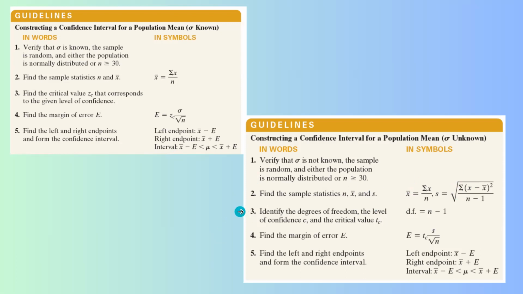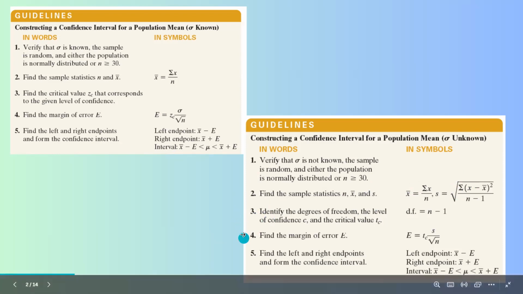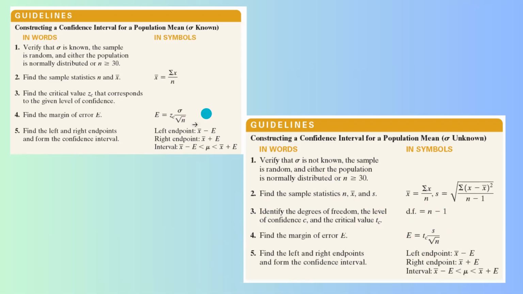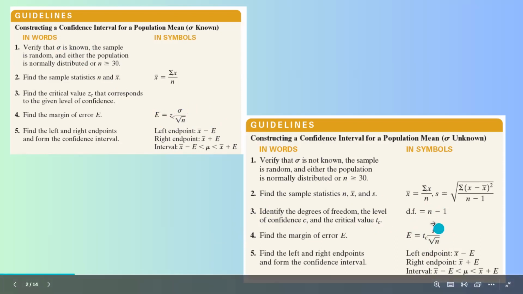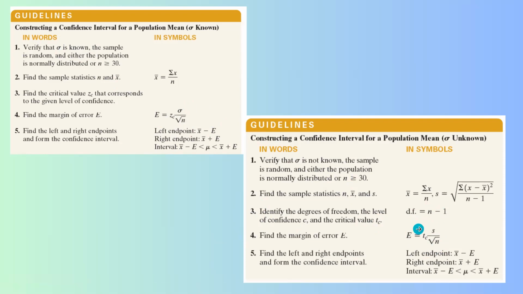In the next step, you identify the degrees of freedom, the level of confidence, C, and the critical value, T sub C. Why? Because these values help us to find the margin of error or distance, E. E in this case is T sub C times s divided by square root of n. Compare the distance or margin of error between these two scenarios. In the first scenario, sigma was given to you, so you could use sigma. But here, since sigma or population standard deviation is missing, you're using s, which is the sample standard deviation.